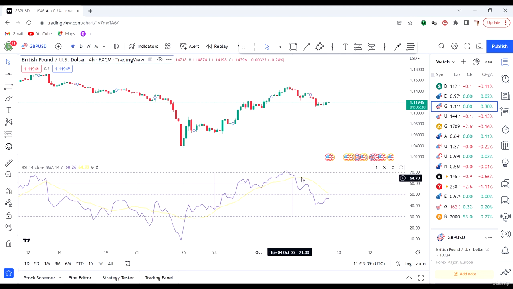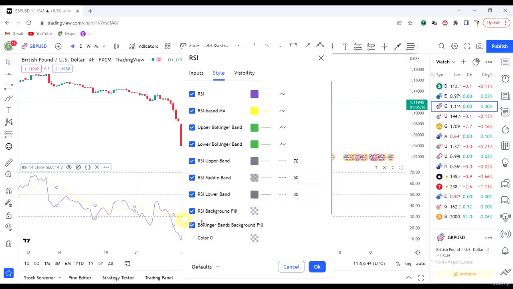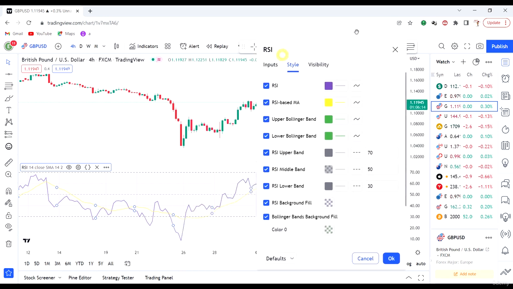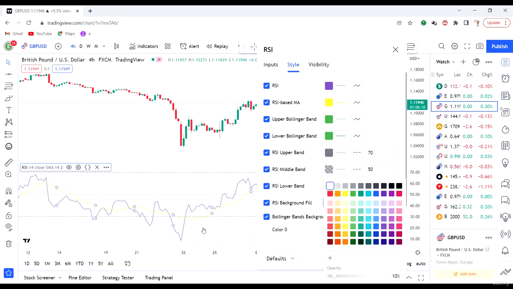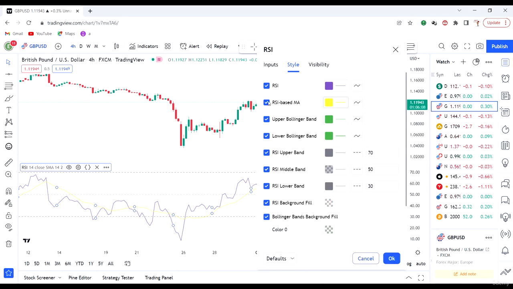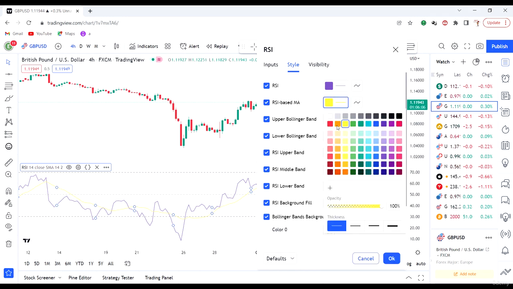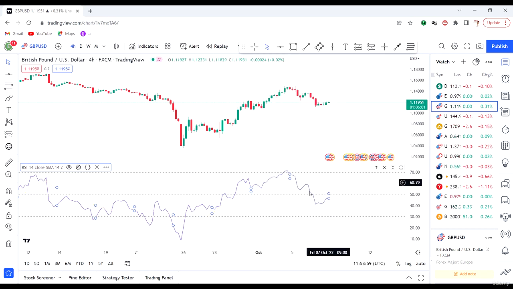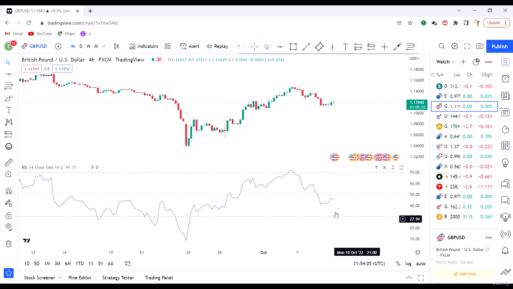to come with some other settings. So some other lines. Let me just edit it. Let me just make the background white here, and then this yellow color, this RSI-based MA, it's a moving average. Let's just make it white so as to blend with the background. We don't want to see it. So this is the RSI. This line is the RSI line, and then these are the levels.